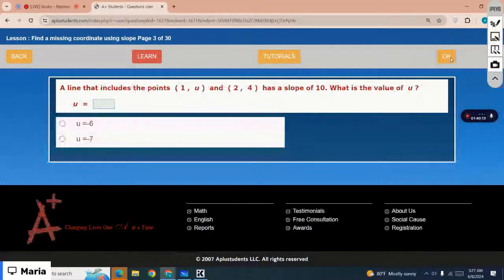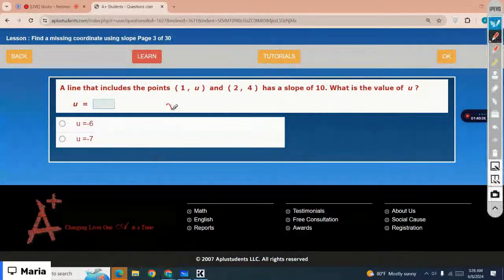A line that includes the points (1, v) and (2, 4) has a slope of 10. What is the value of v? You have to calculate the value of v, so you have to use the formula of the slope, that is m equals (y2 minus y1) divided by (x2 minus x1). The slope is 10.